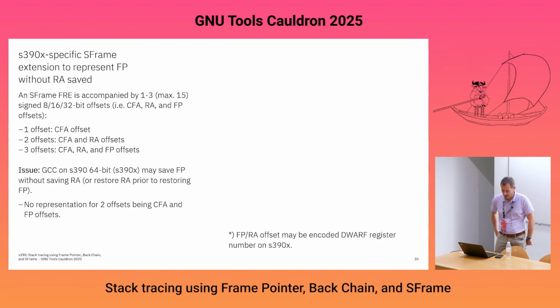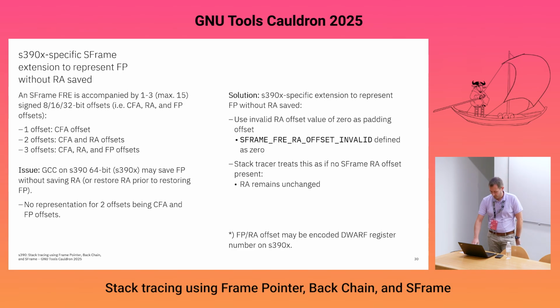And this means there is no representation for 2 offsets where one is the CFA and the other the frame pointer. And the simple solution is for S390 to use an invalid return address offset value of 0 as a padding offset, so to use 3 offsets. And the stack tracer treats this as if no offset was present.